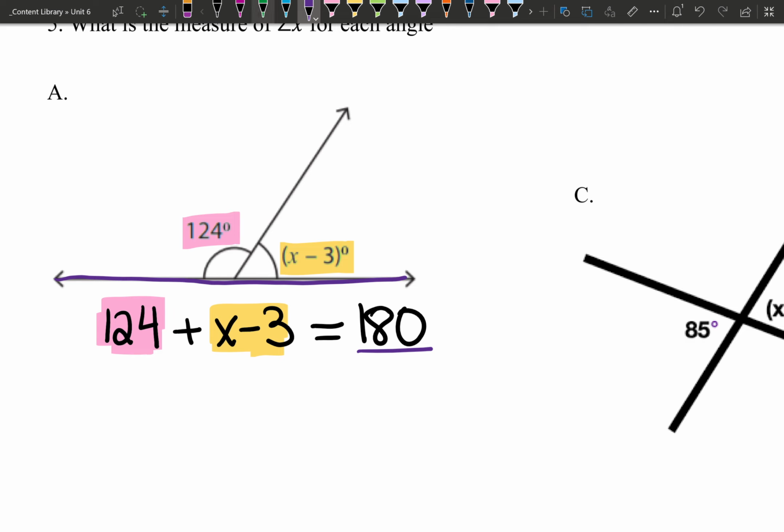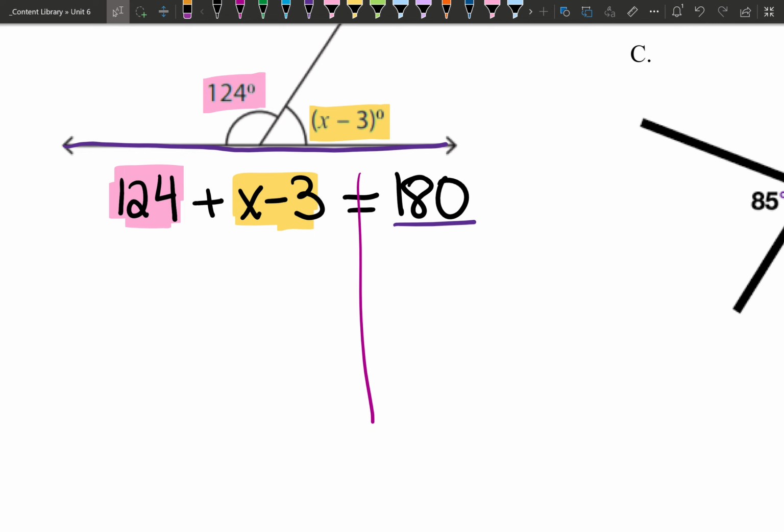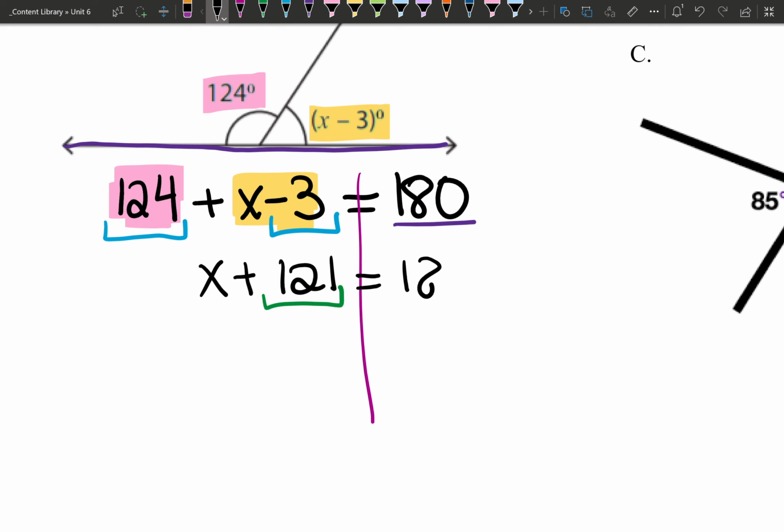Okay, now let's solve it. Well, the very first thing we need to do here is combine some like terms. Do you see the like terms on the left side of this problem? Hopefully you notice that 124 and minus 3 are like terms. Let's combine them. 124 minus 3 is 121. So we have x plus 121 equals 180. Okay, what do you think we should do next?